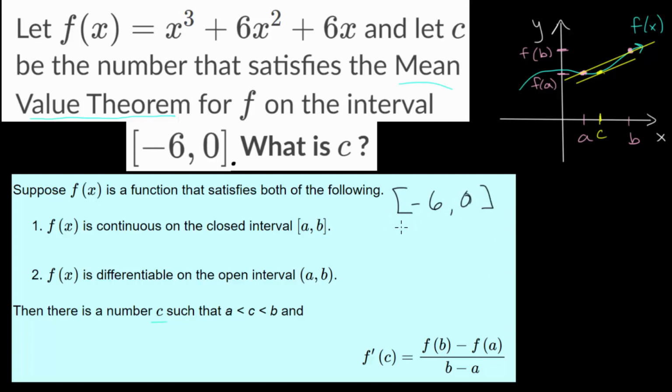So with our formula, we can say that b is 0 and a is -6. And we also need to figure out the function at those points. So let's plug in for f of 0 here. That would just be 0 plus 0 plus 0, so that's 0. That's straightforward. And then f of -6, if we plug that in, we are cubing it. So that would be -216.